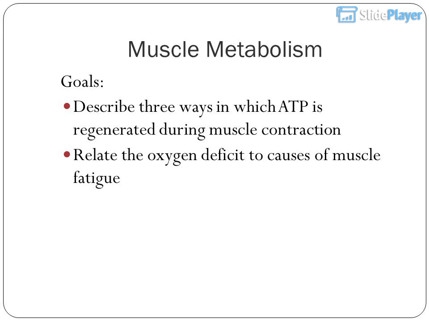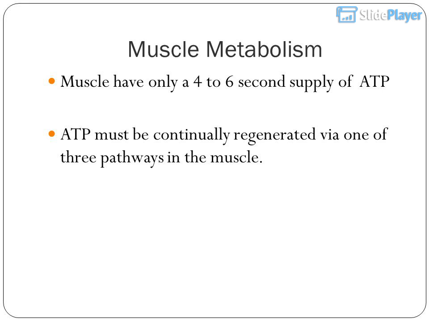Muscle metabolism. Goals: describe 3 ways in which ATP is regenerated during muscle contraction, and relate the oxygen deficit to causes of muscle fatigue. Muscles have only a 4 to 6 second supply of ATP. ATP must be continually regenerated via one of 3 pathways in the muscle.